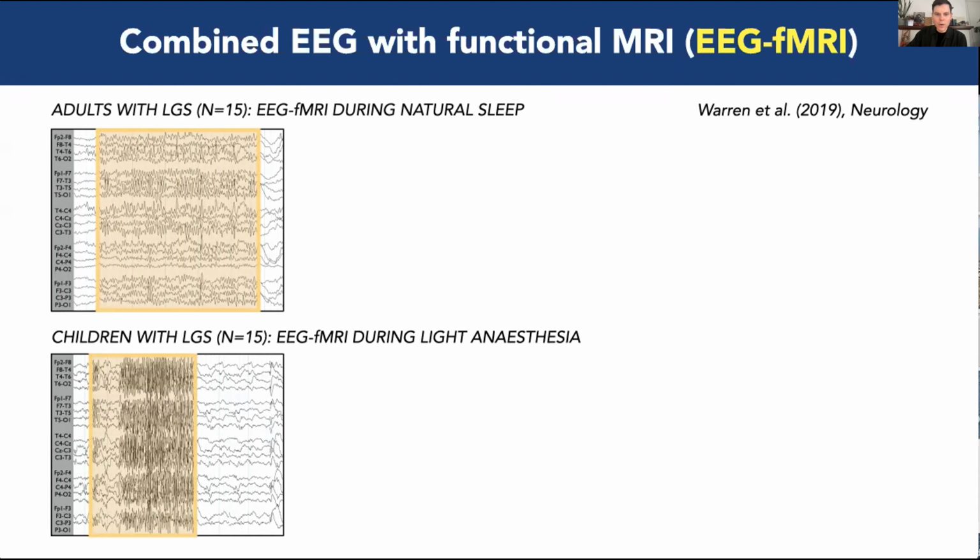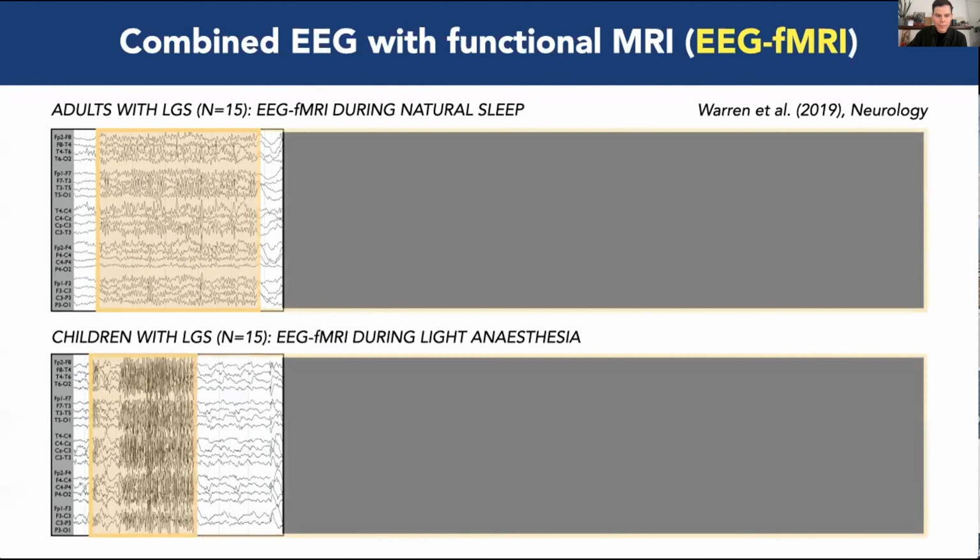In one study, we acquired EEG-fMRI in a group of adults who were scanned after some really quite talented radiographers encouraged them to fall asleep. And in a separate group of children, we acquired scans under a very light form of anesthesia.